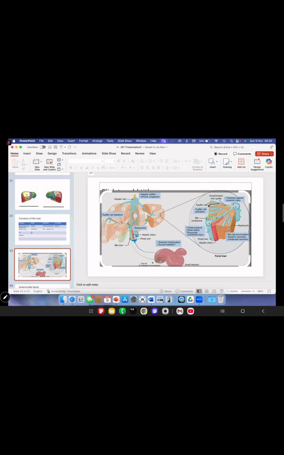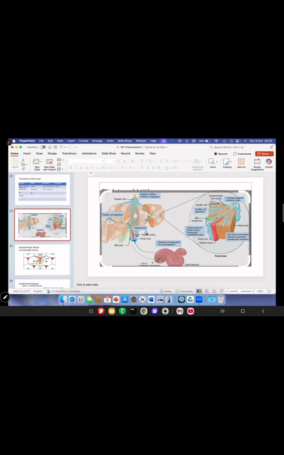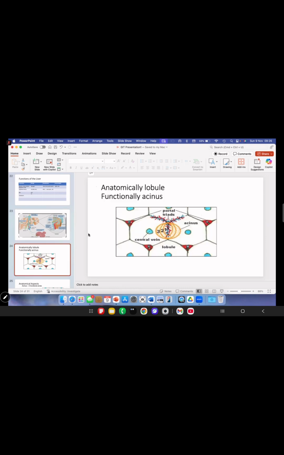Now, in the liver cells, there are acini and sinusoids. Let me show you that. This is the portal triad. Portal triad means the hepatic artery, bile duct, and the other one, the portal vein. Hepatic artery, portal vein, and the bile duct. Okay, that's the portal triad.